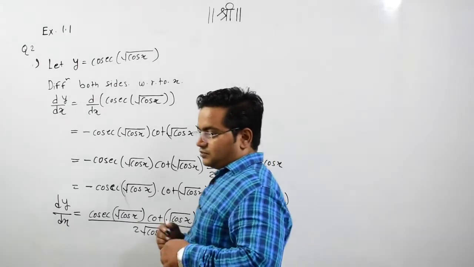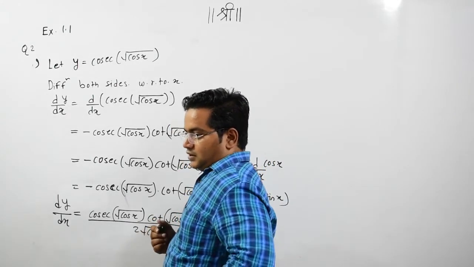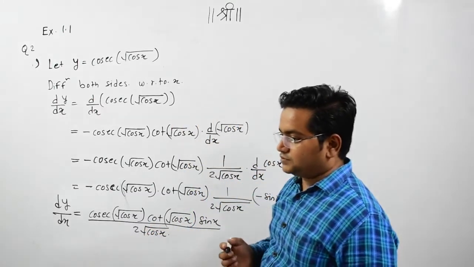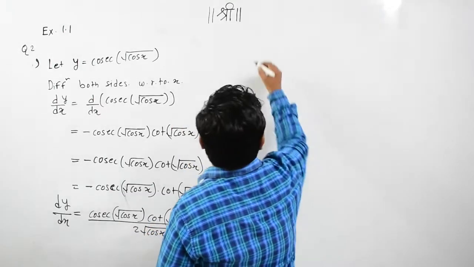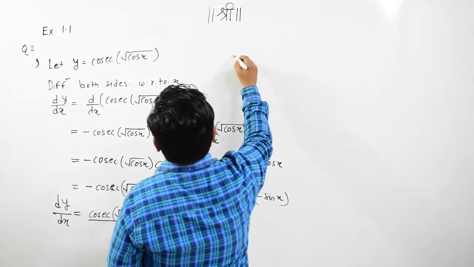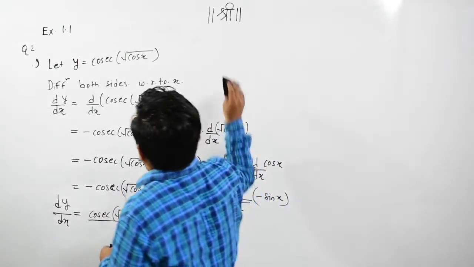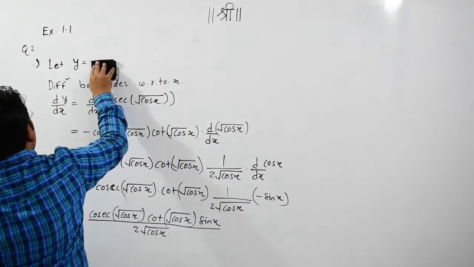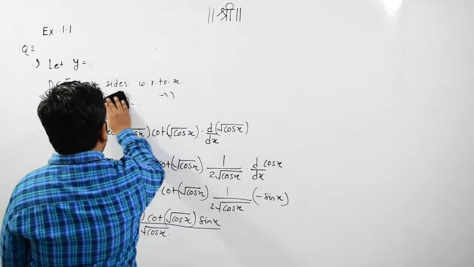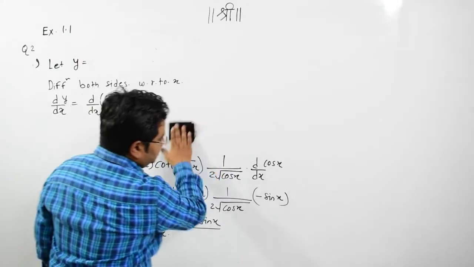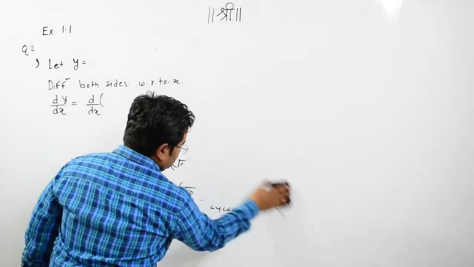Now let's move to the next question. What is that? Log of bracket cos x cube minus 5. So question number 8. If I write it from here only, that would be better, so I don't need to waste this whole ink.